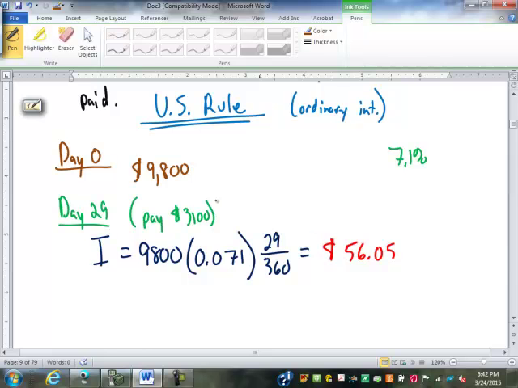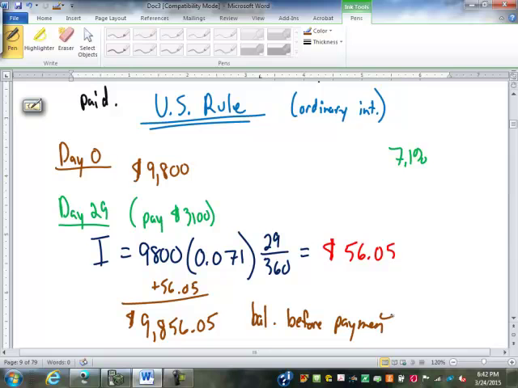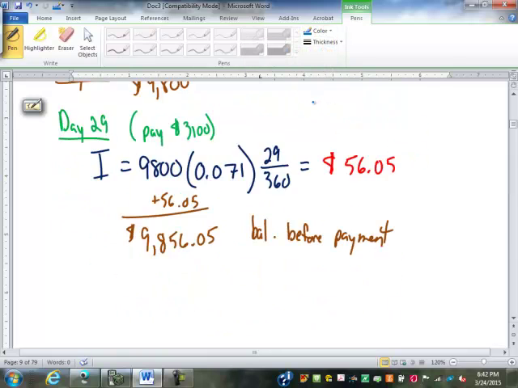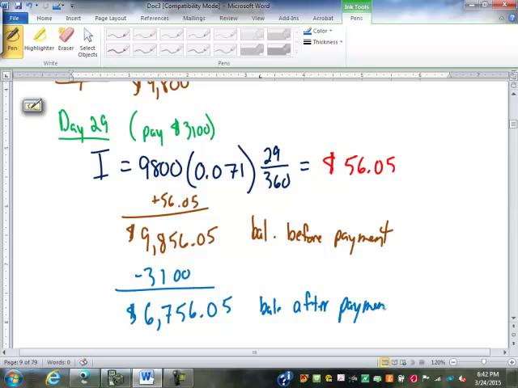You could either subtract the $56 from the $3,100 and then apply the remaining $3,043.95 to the loan. Or I prefer to just add the $56 to the balance. So the balance is now $9,856.05. That's my balance before the payment. And then I'm going to subtract the payment of $3,100. So the balance after the payment is $6,756.05. Any questions so far? That will be the new principal going on, yes.